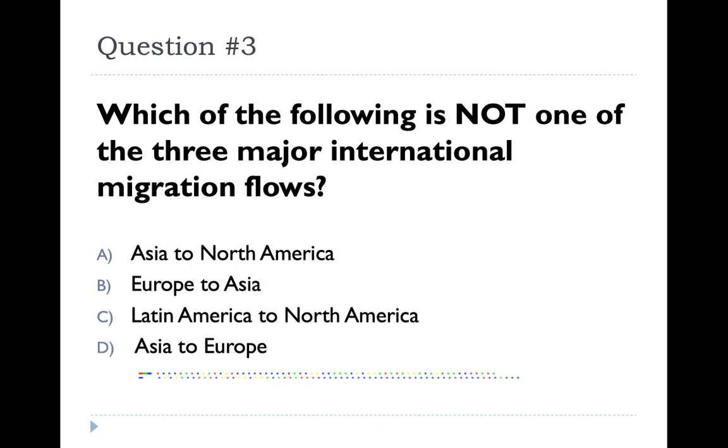Number 3, which of the following is not one of the 3 major international migration flows? The answer is Europe to Asia. People are not moving from Europe to Asia. Instead, they're moving from Asia to Europe.